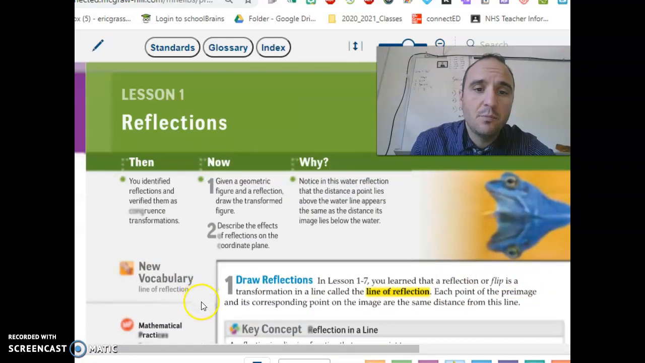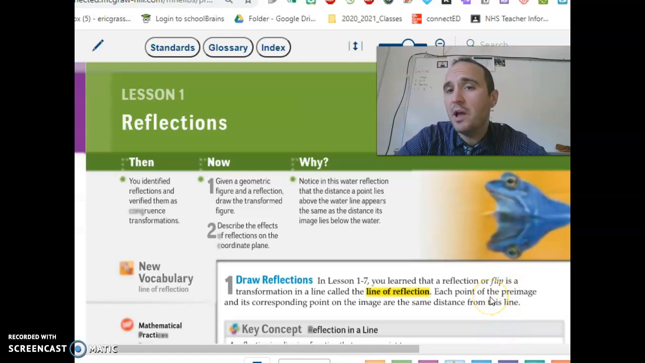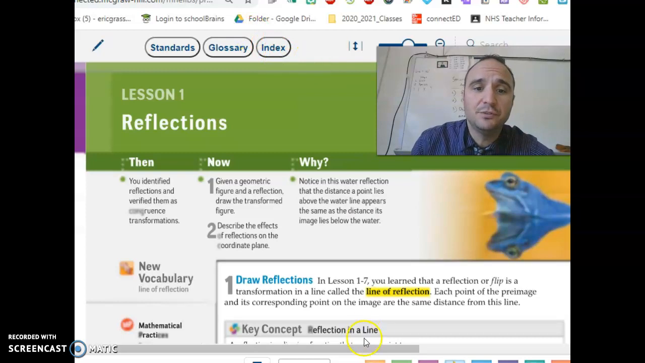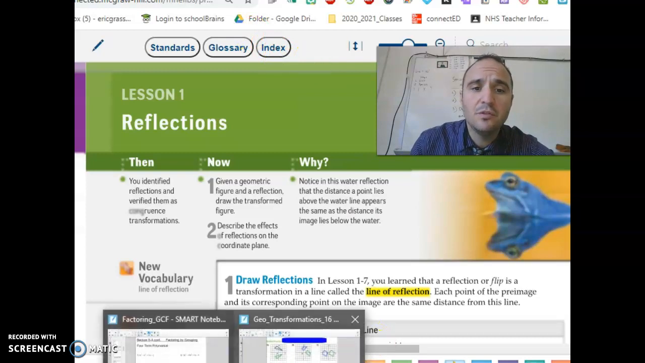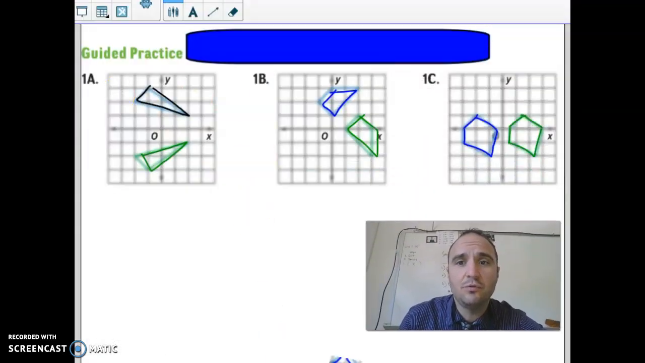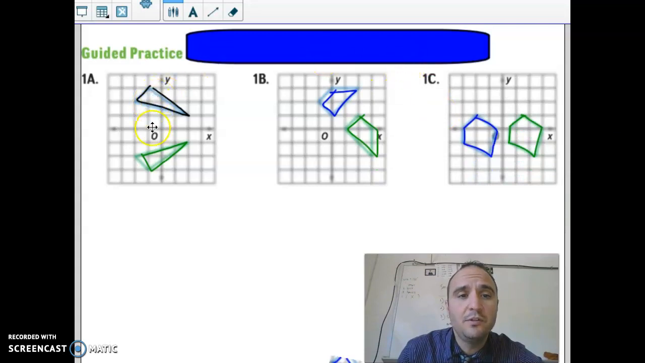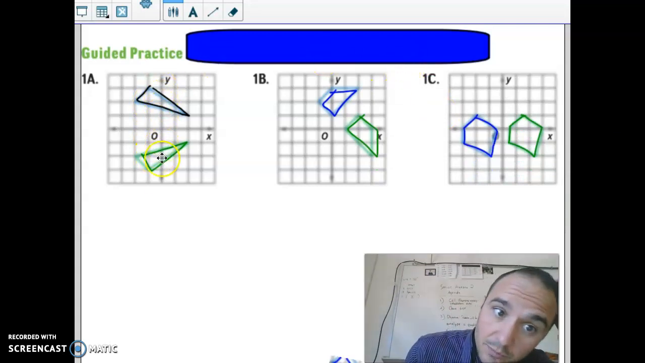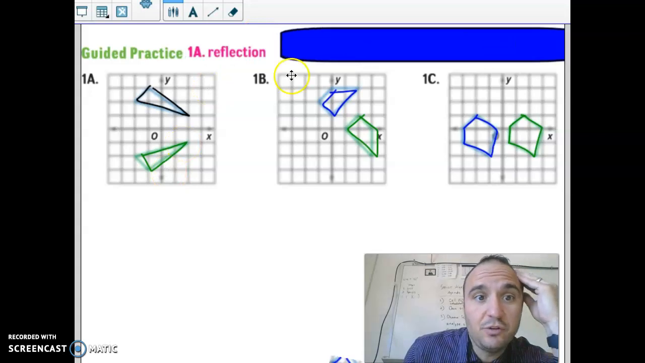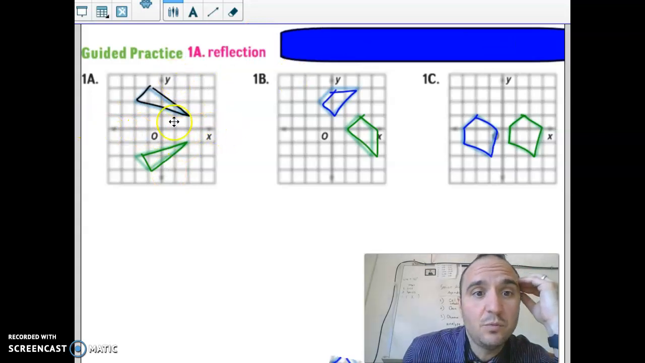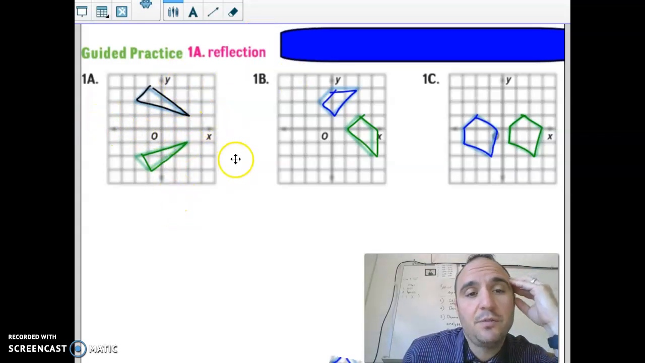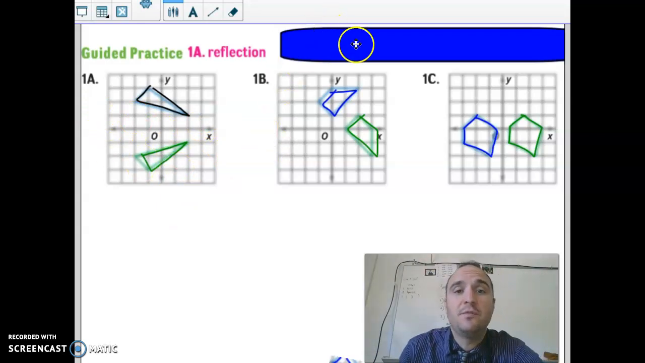Each point of a pre-image and its corresponding point on the image are the same distance from this line. Typically, a line of reflection is an axis, so we're talking the y-axis or the x-axis. And it's good to know and see it as it translates here. So this one would be a good example of a complete reflection. Which axis would be the line of reflection? That's x. The x-axis is the line of reflection.